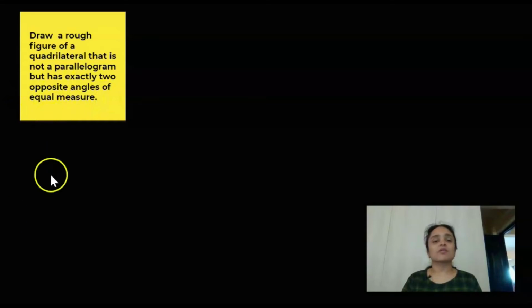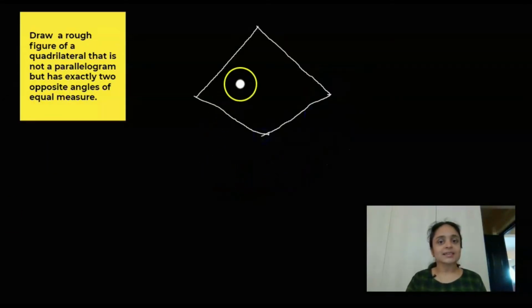Next question is, draw a rough figure of a quadrilateral that is not a parallelogram but has exactly two opposite angles of equal measure. You can draw a kite here. For a kite, it is not a parallelogram because opposite sides are not equal, but opposite angles are equal. For a kite, opposite angles are equal.